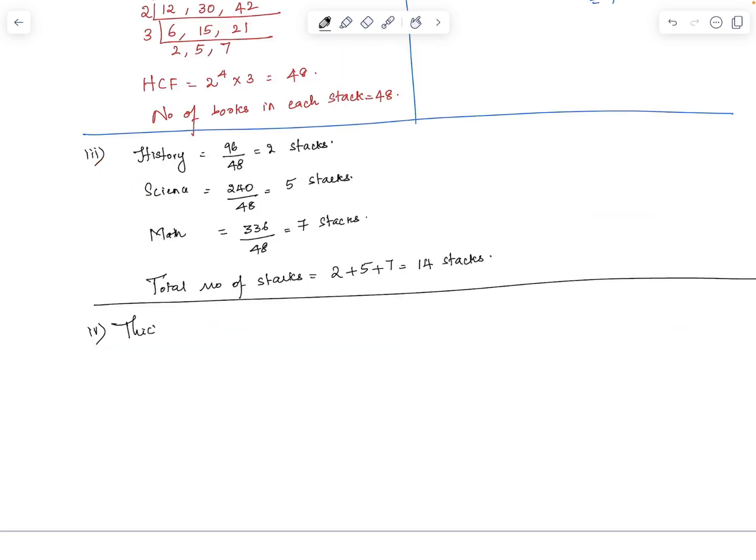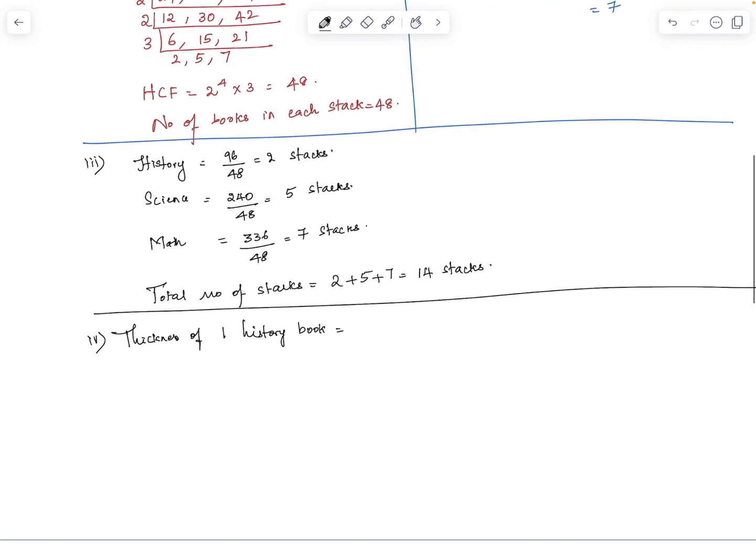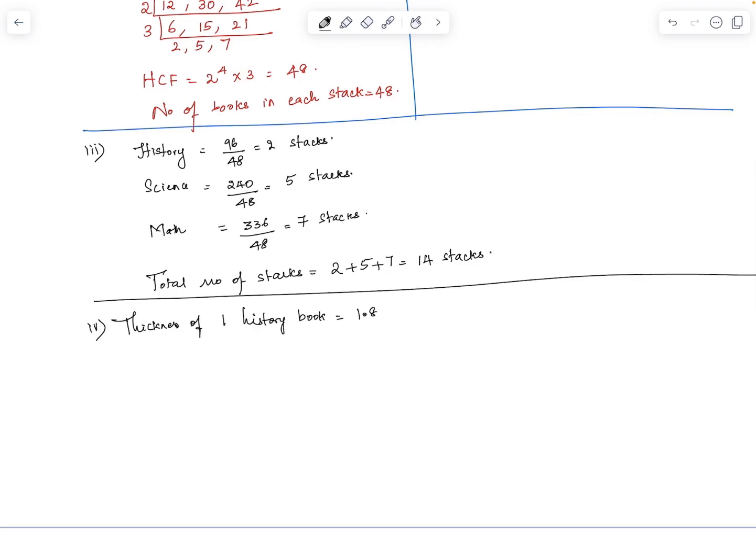Thickness of one history book is equal to 1.8 centimeter. So total height is equal to 48 into 1.8, which is 86.4 centimeter.